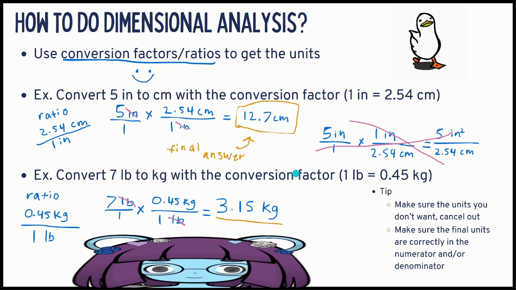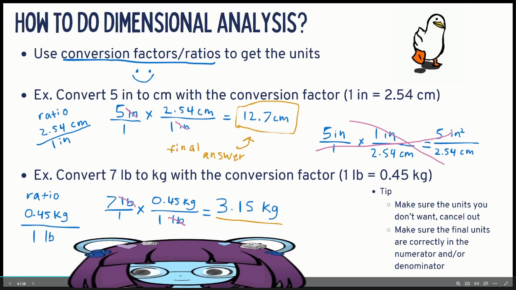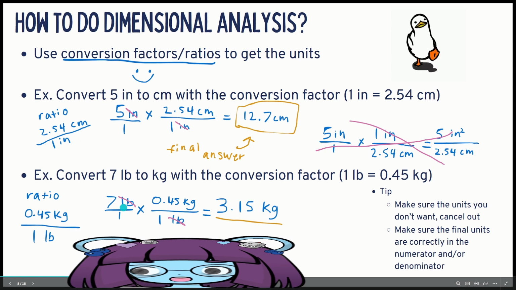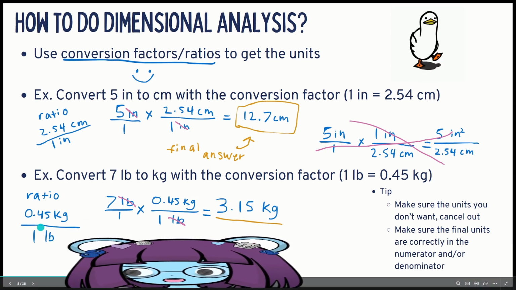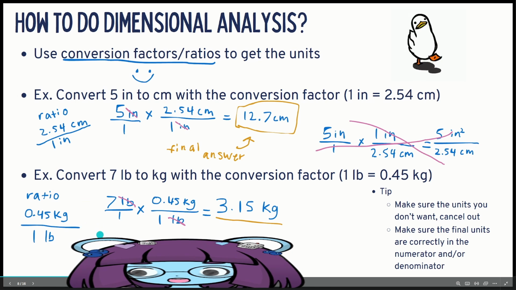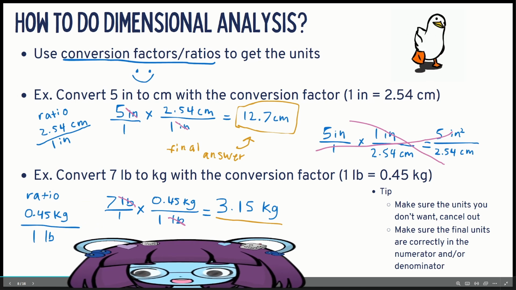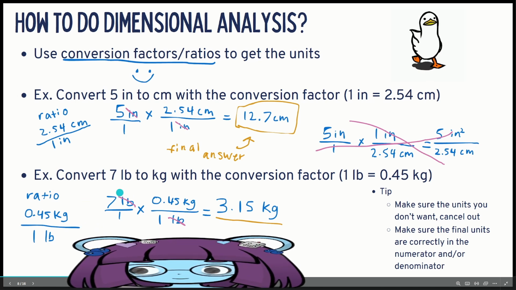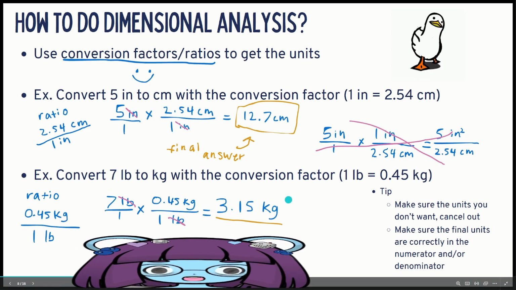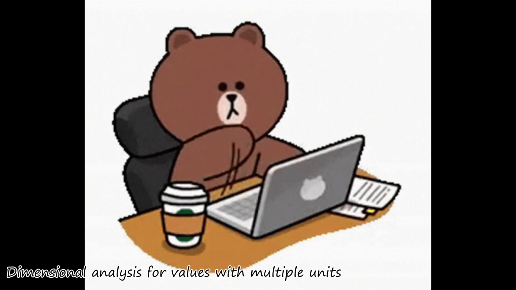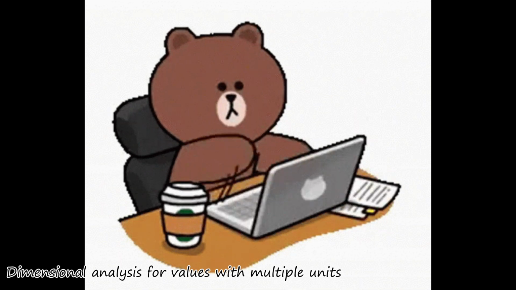For the second example, you do the same thing. Find the conversion factor, turn it into a ratio. We're given 7 pounds, and pounds is at the numerator. So you make sure that pounds is at the denominator for the ratio. If you wrote it as 1 pound over 0.45 kilograms, no problem, simply flip it. That way you can cross out the pounds, multiply it, so you get this value, which is the same as 2 slides ago.